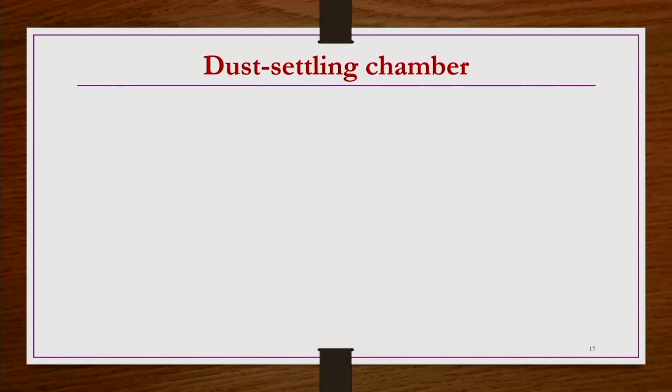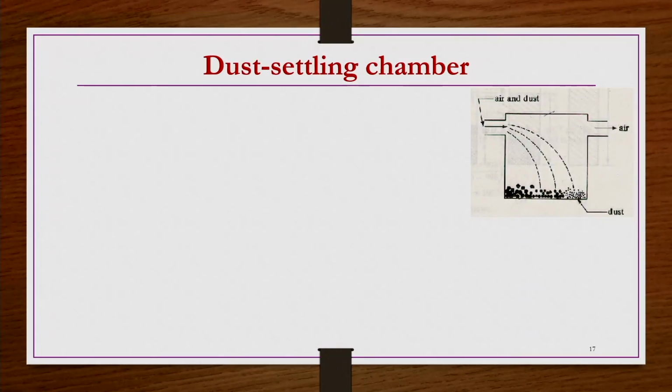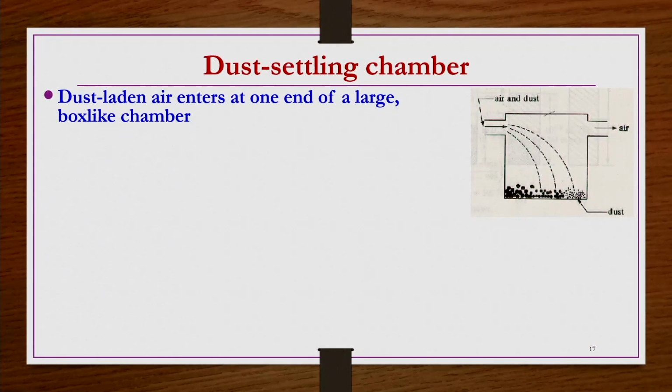Now, we will be discussing a few classifier equipment. Let us start with the dust settling chamber. So, a dust settling chamber is nothing but a box-like chamber, of a bigger size, something like this. In this one, dust-laden air or gas, whatever it is, is allowed to pass through. And this air has dust particles. These particles have different size distributions. So, there may be some fine particles and some coarse particles in this air, right.